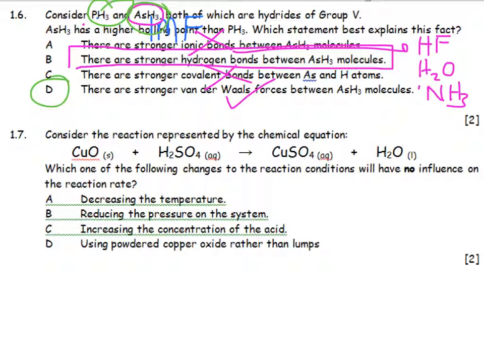Look at that chemical reaction. Which one of the following changes to the reaction conditions will have no influence on the reaction rate? Temperature always affects the reaction rate. Reducing the pressure, well, there are no gases. So if there are no gases, pressure makes no difference. So that looks like a very good answer. Concentration of the acid will change the rate, and using powder for a solid will change the rate. So B is your correct answer.